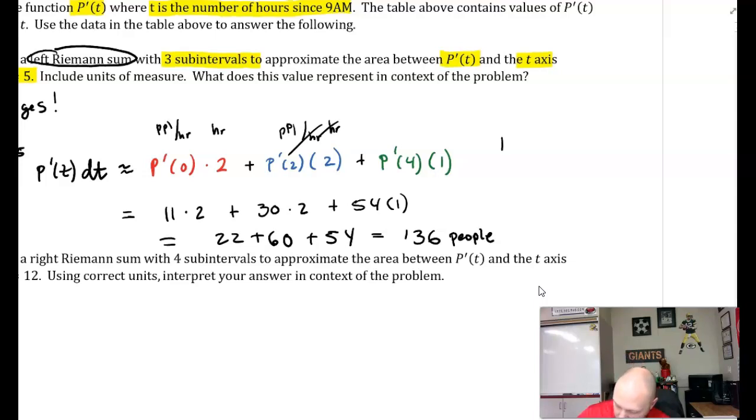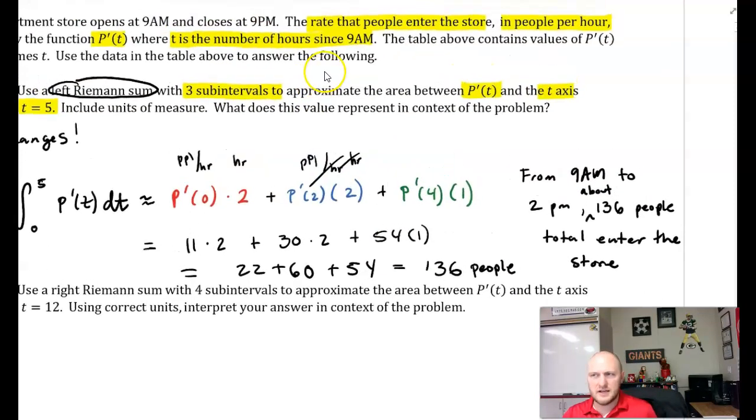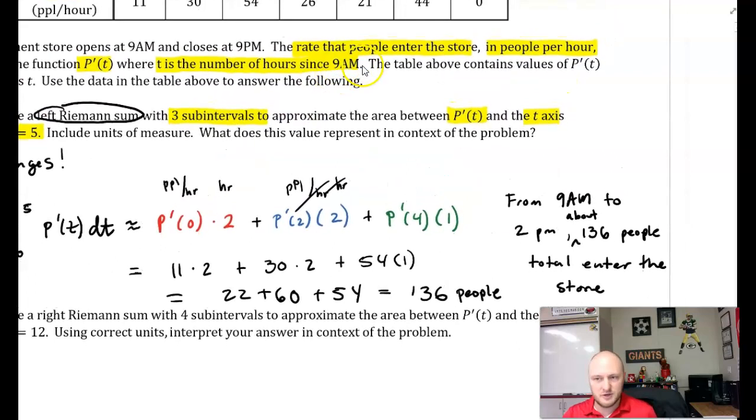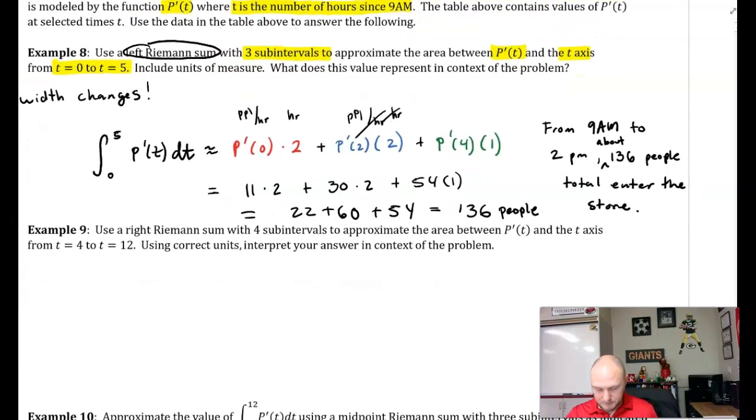So we can say from 9 a.m. to 5 hours later, that's going to be 2 p.m. I'm going to say about 136 people total enter the store, and maybe I'll even throw in the word about here, because it's approximate. 3 hours would be noon, 2 hours more, yes, 2 p.m. So about 136 total people enter the store from 9 a.m. to 2 p.m. So that's what it means in context.